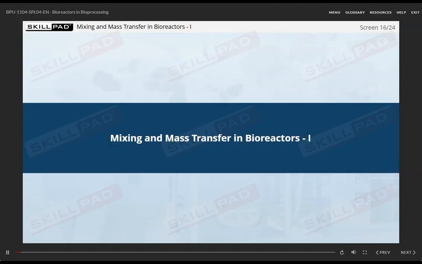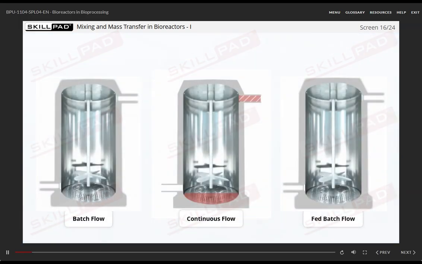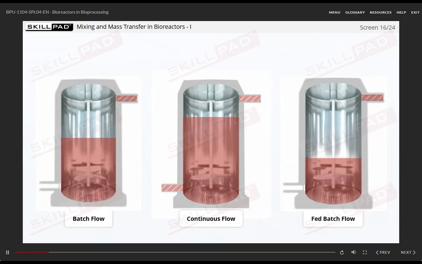Mixing and mass transfer in bioreactors. 1. Having mentioned its importance, we'll now move on to further explore the importance of mixing and mass transfer in bioreactors.